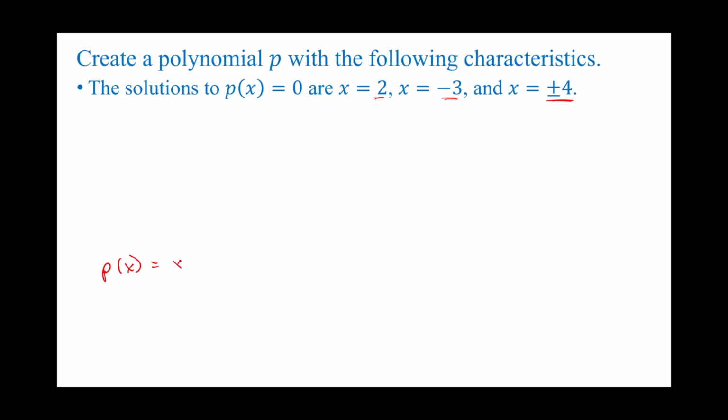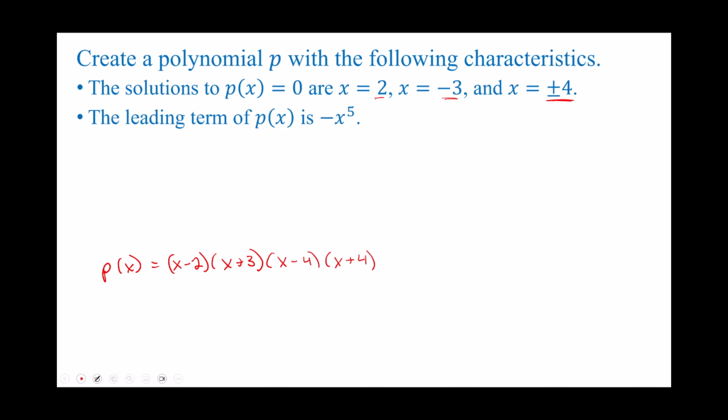We have one factor that's x minus 2. We have one factor that's x minus a negative 3, or x plus 3. We have an x minus 4 and an x minus a negative 4, which becomes x plus 4. So that's a start. Let's look at our next condition. The leading term of p of x is negative x to the 5th. So we need a negative in front. Right now we have all positive x's inside of our factors, and we need a negative.